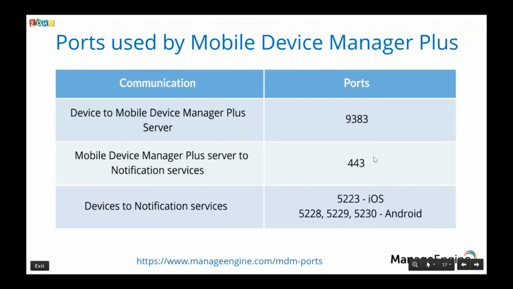Now, all of the communication that I just mentioned is facilitated by the use of ports. For example, for the device to be able to communicate with the MDM server, the port 9383 needs to be kept open. Similarly, here are a few other ports that we use for communication. If you would like to view a list of all of the ports that we use at Mobile Device Manager Plus, you can access the link provided.